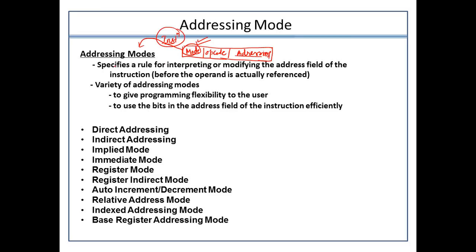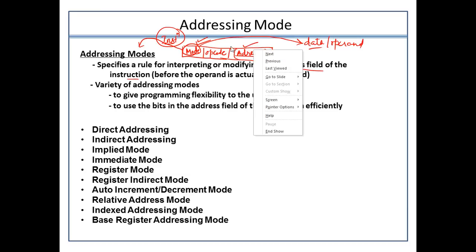The significance is that it specifies a rule for interpreting or modifying the address field of the instruction. It is telling me how I am able to work upon the address field present in this particular instruction, before getting the required data or operand. Whenever this instruction has to be operated, these address bits will specify the address of the memory. But how I have to work with this address field will be signified by this mode bit.